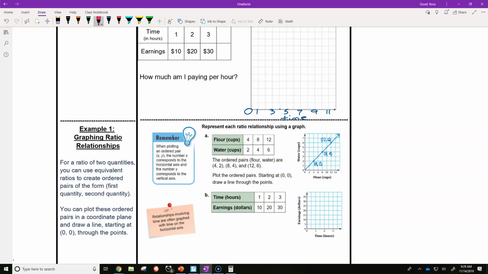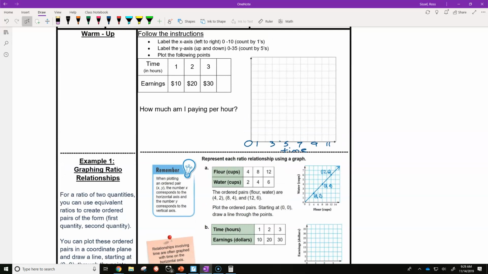Our other side is going by tens, and I told you to count by fives. So I'm going to go 0, 5, 10, 15, 20, 25, 30, 35, 40, 45, 50, 55, 60. And this side is my earnings. Now, my first question is, can anyone identify what is one of my coordinate points that I would graph based off this ratio table? How about, can anyone tell me what one of the ratios is?